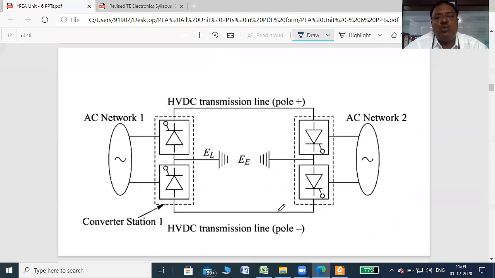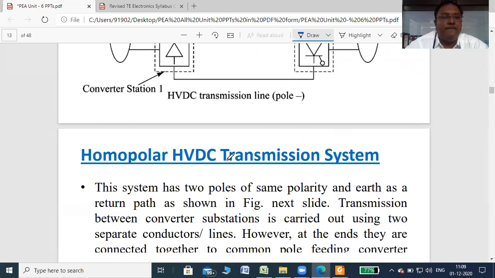Bipolar, in which there are two poles, plus and minus we can say here. One is the plus pole, another is the minus pole. Again same thing, the return path is given through the earth, right? So this is a positive pole, negative pole. This is advantageous because if one of the poles breaks, then the second pole is continuously working, right? So in the AC network, then converters, again inverters, and then AC network. So this is called bipolar.